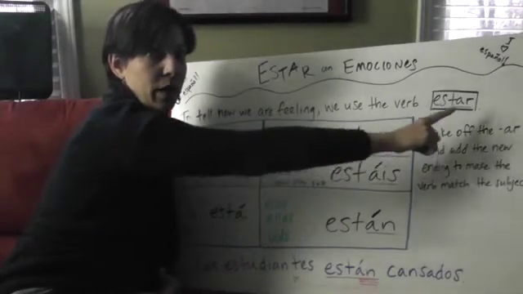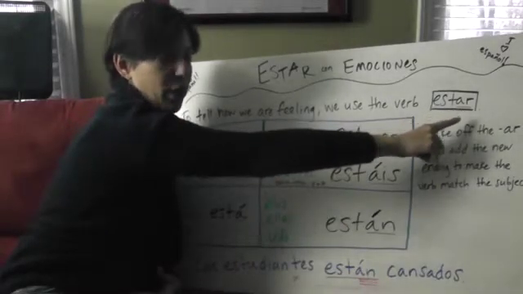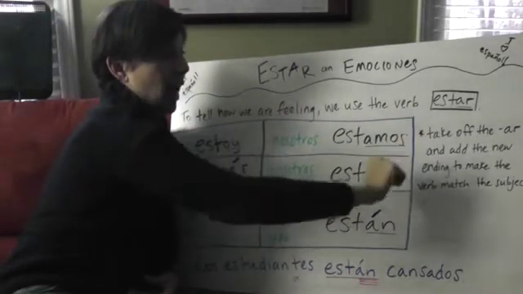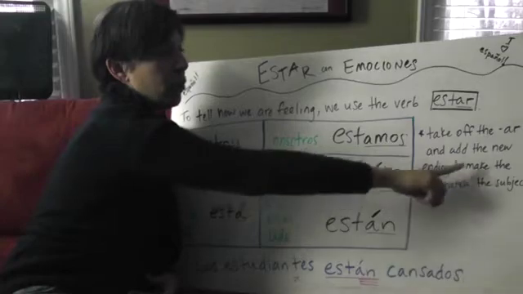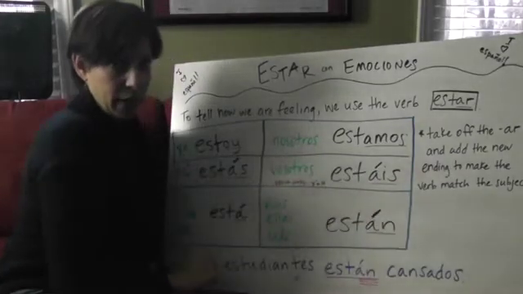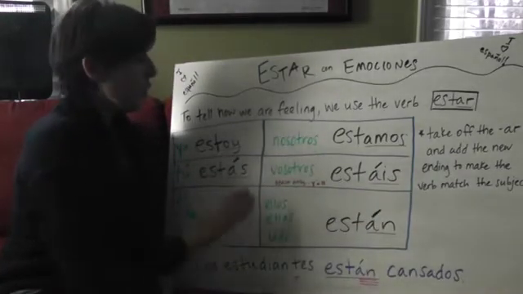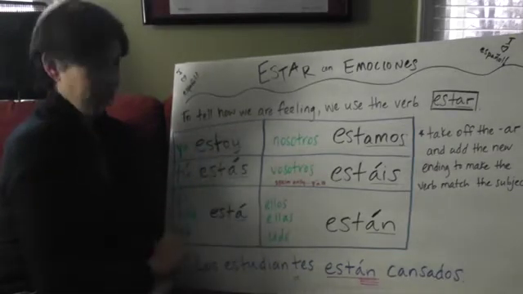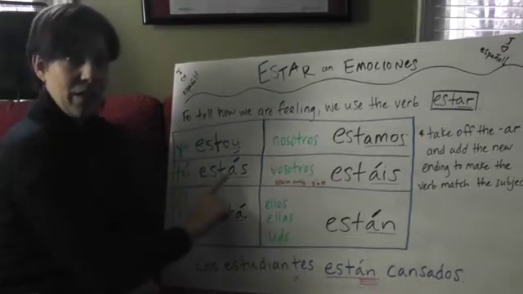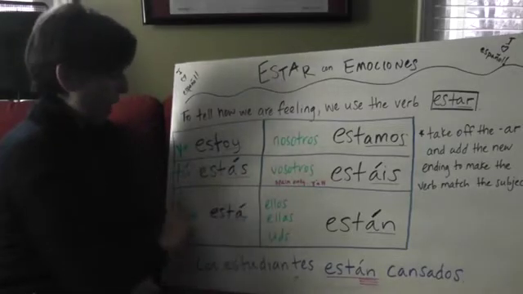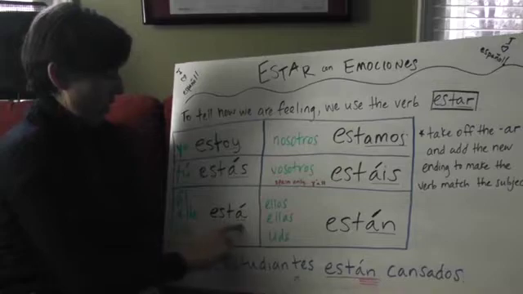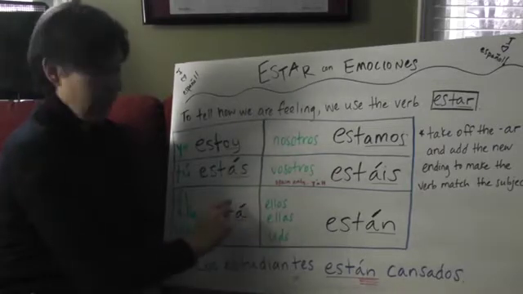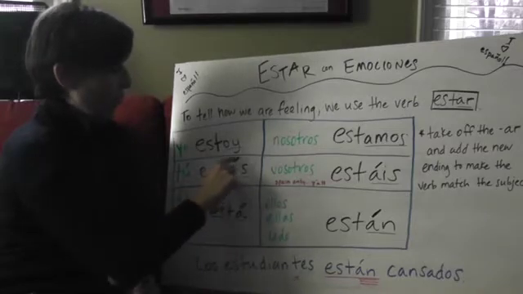Now, you'll notice over here that estar, the AR, is underlined specially, and that's because to conjugate estar to match the subject, you're going to take off the AR and add the new ending so that you'll make the verb match the subject. What I mean by that is, you'll take off the AR and you get est, and then you add oy, estoy. And then here for tú we get estás, tú estás. And él está, ella está, usted está. So you take off the AR and you get est, and then you add a with the tilde. And for tú you add as with the tilde.